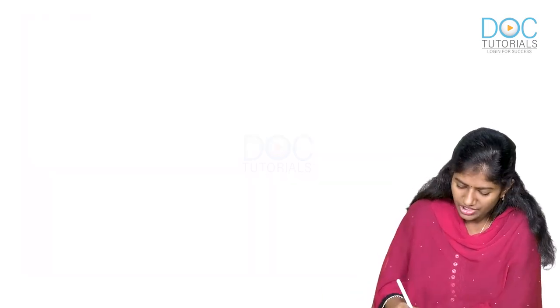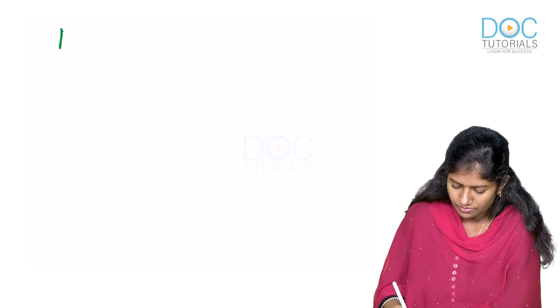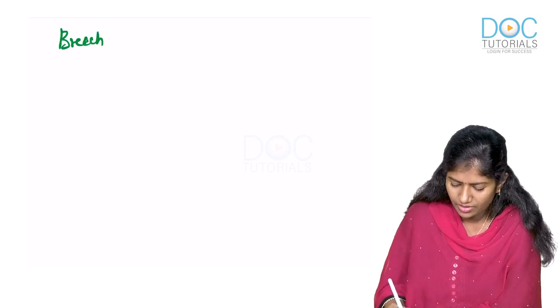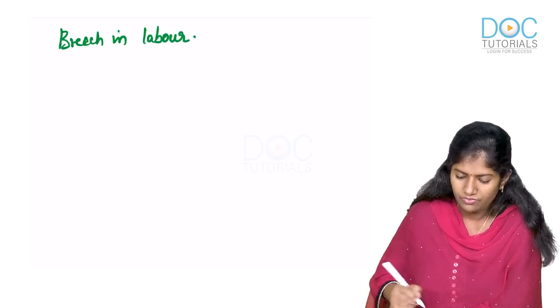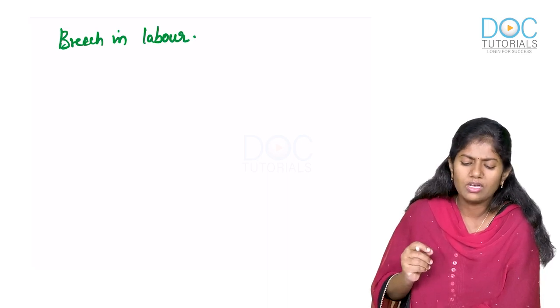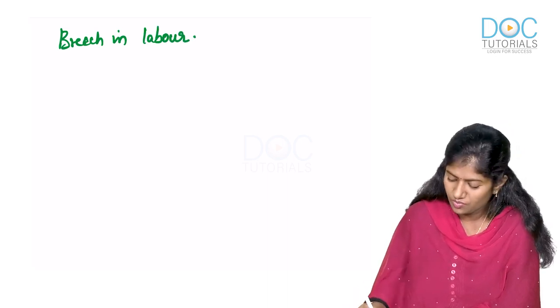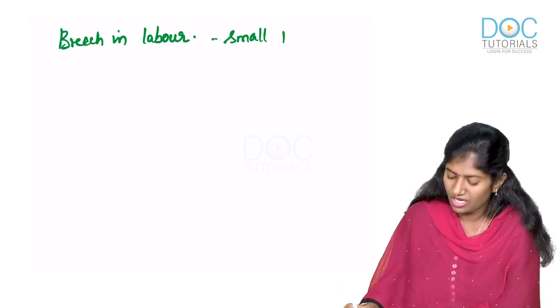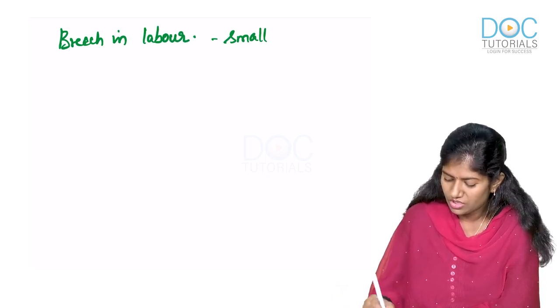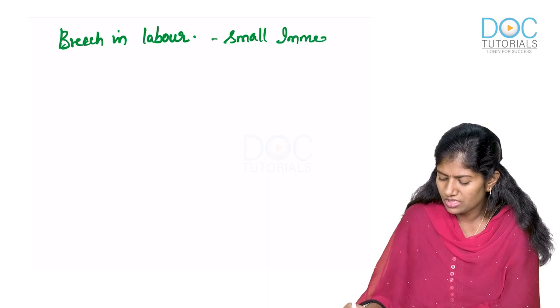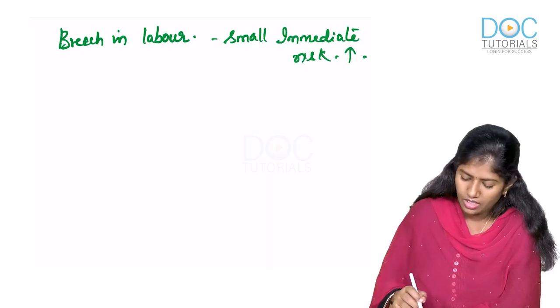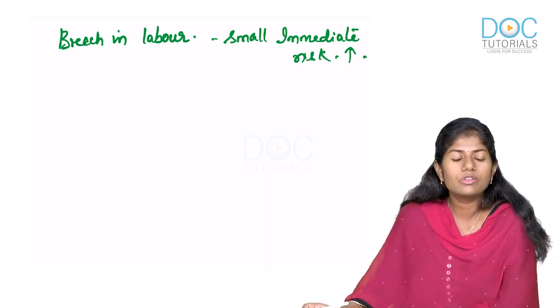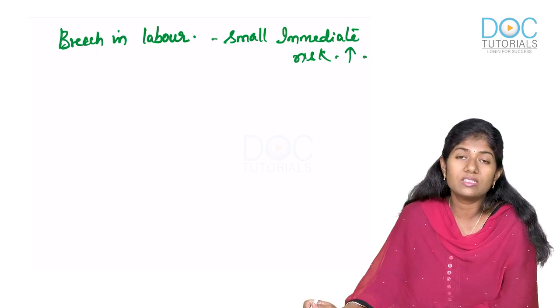So remember, breech in labor carries a small immediate risk to the baby. Assisted breech delivery carries a small immediate risk to the baby, but long-term risk, if the delivery is successful, there is no increase in long-term risk. Okay, so where all should we avoid assisted breech delivery?